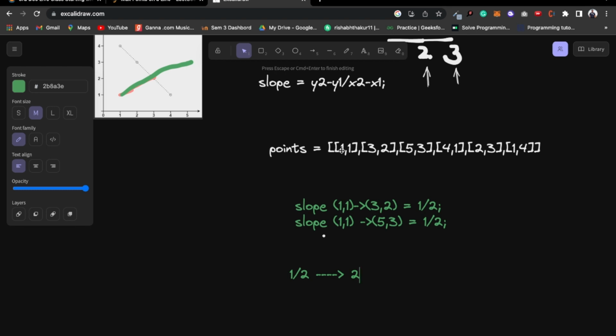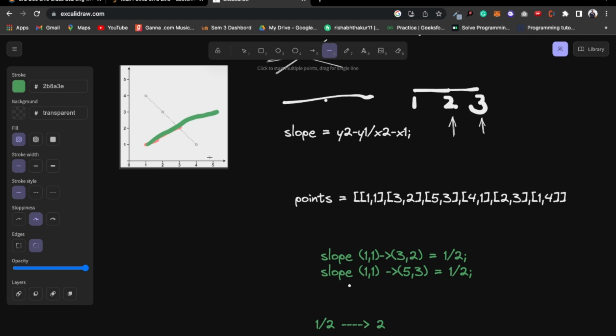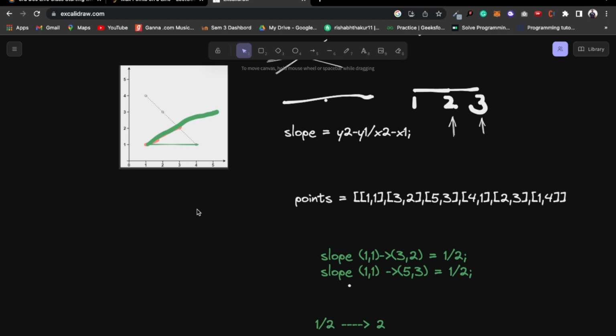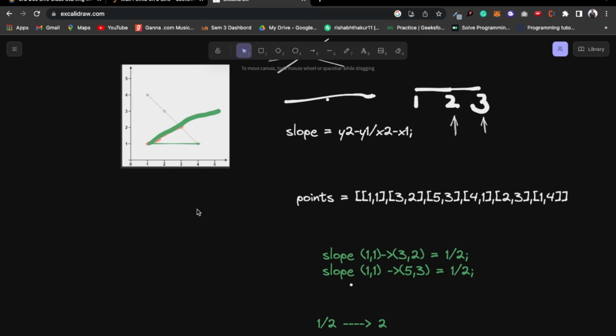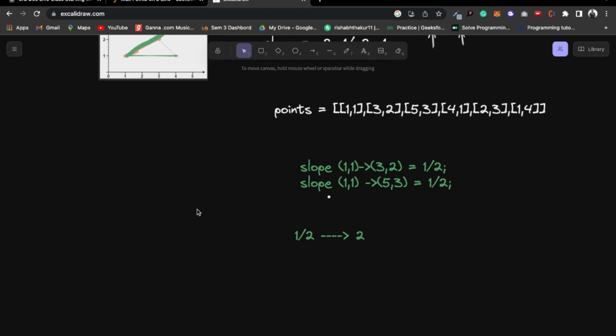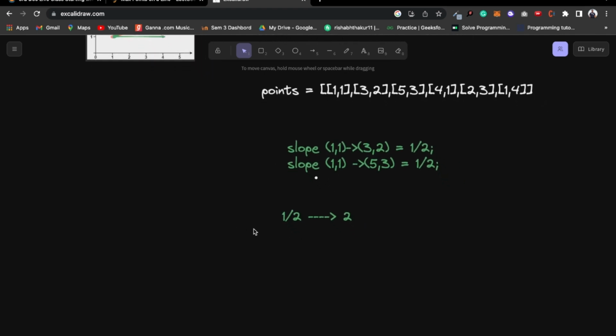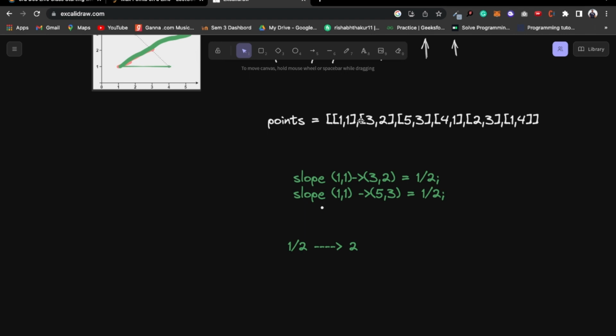Again we'll calculate from 1 1, with any other point like 4 1. We'll draw a line from this 4 1 to this point. This is the kind of thing we are going to store inside our map. At the end, we'll get a map, and inside that map we have a single point and the slope from that point to other points. Now we have to extract the number which has the maximum.